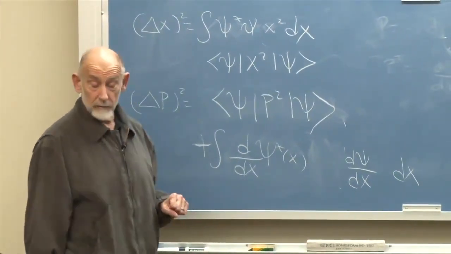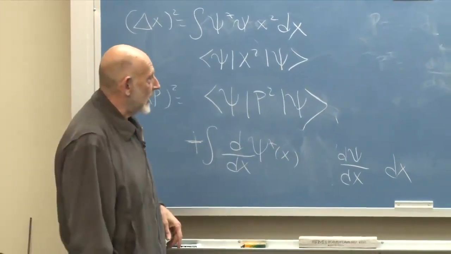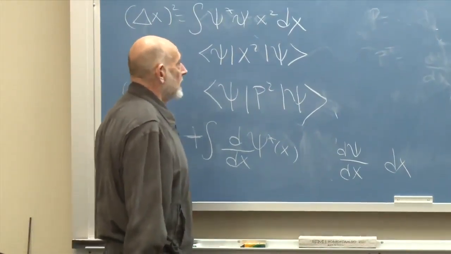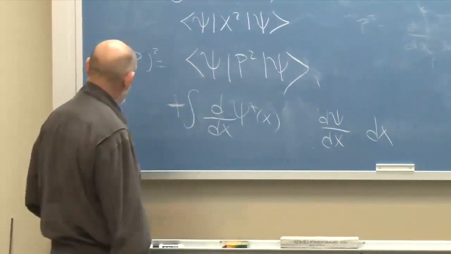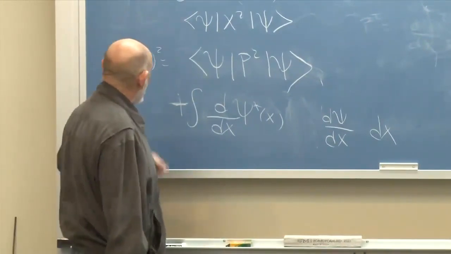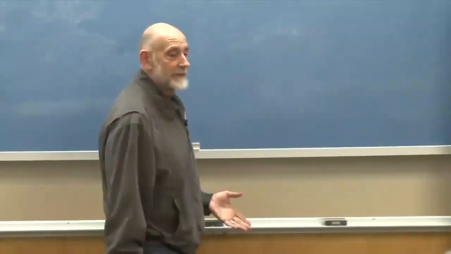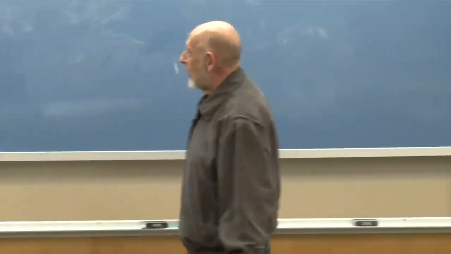Not a relationship. Well, I suppose it's called a relationship in mathematics, but an inequality is what I want. The inequality should be such that when delta x is small, delta p is big. When delta p is small, delta x is big. Or better yet, that the product of delta x times delta p cannot be smaller than h bar.